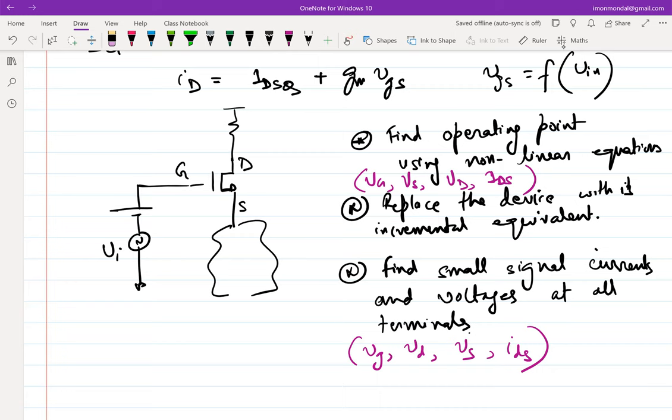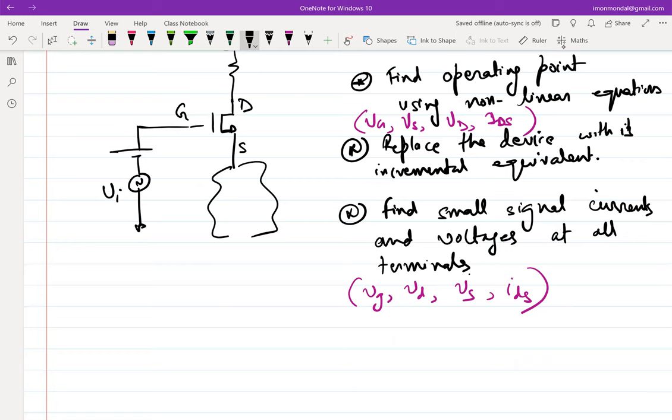So now, after you've gone through all these three steps, how will you find out the limits to which your signals can swing? What is the strategy? After you have found all this, like incremental swings and total voltages, what will be the strategy for any circuit to figure out how much my signal can swing before my transistor goes out of saturation or goes into cutoff? Exactly, right? So there are two cases. One case is set total ID to zero, i.e. IDS plus small IDS equal to zero. This will give you one constraint.